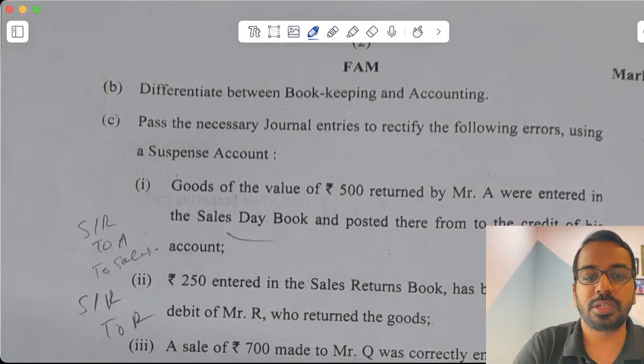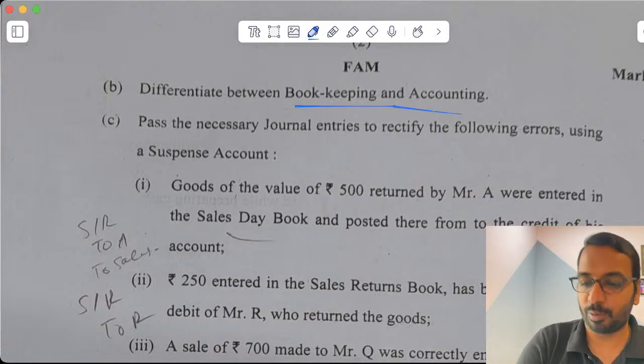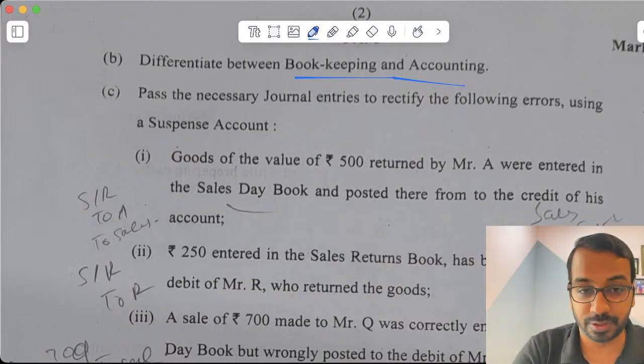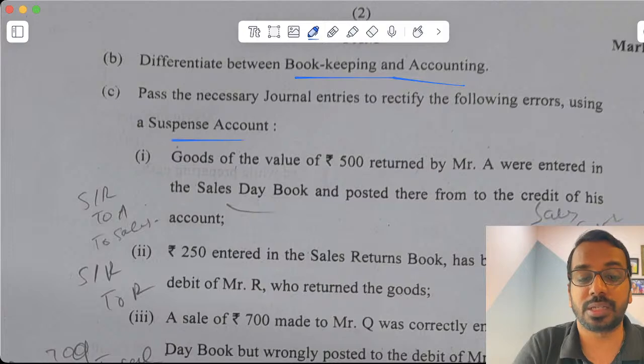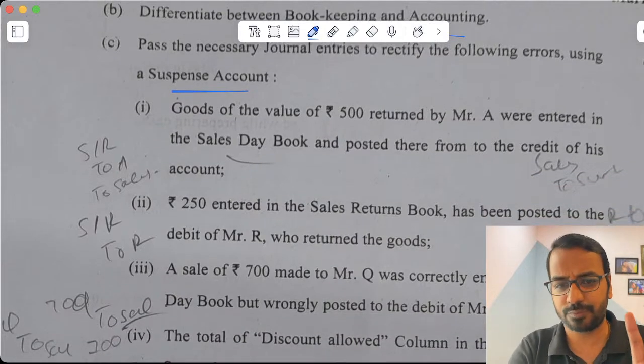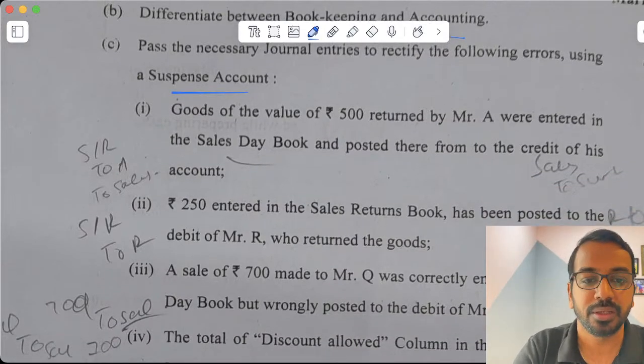Then the simple concept of differentiating between bookkeeping and accounting. So you can write the definitions and you can do the differences. Pass the journal entries to rectify the following errors using a suspense account. Generally they ask for 5 marks, so this time they have asked for 4 marks.